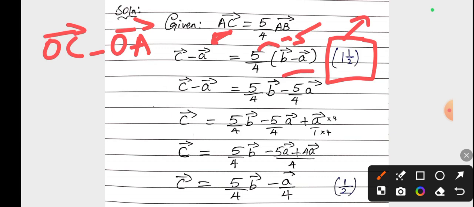It's somewhat like a jackpot for us. But for another half mark you want to get, you have some more work. It's very much easier. Do the distributive property: 5 by 4 B vector, and again 5 by 4 multiplied by minus A vector. You don't ask me, because they're asking C vector in terms of A. Then minus A vector goes inside, plus A vector. Then they are like terms, children. Minus 5 by 4 A vector and plus A vector. Kindly take the LCM and add it, and get minus A vector by 4. So that carries another half.